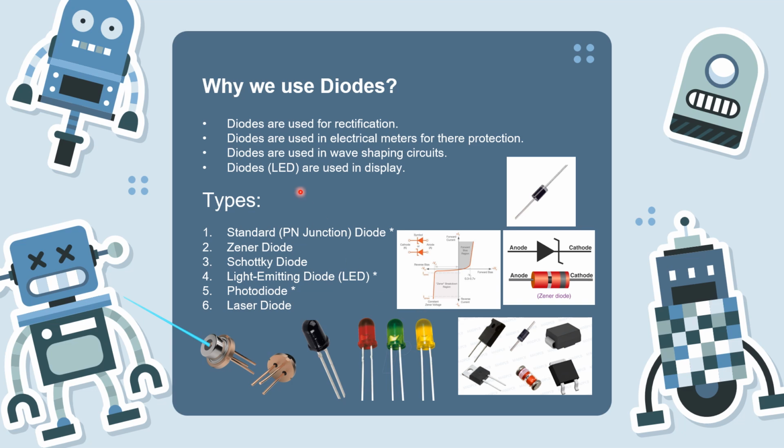And why do we use diodes? Diodes are used for rectification. For example, if you have AC voltage and you want to produce DC voltage, you can use diodes. Diodes are used in electrical meters for their protection. Diodes are used in wave shaping circuits, and diodes like LEDs are used in displays. These are the different kinds of LEDs.